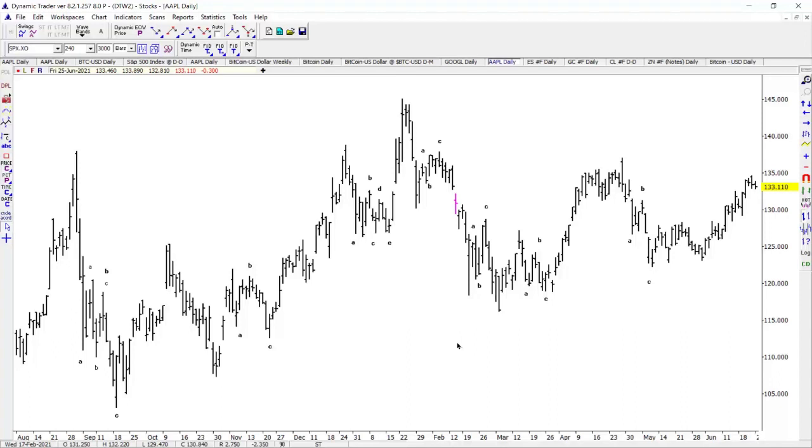And knowing that most corrections unfold in well-defined corrective patterns of either 3-section ABCs of one form or another, or some form of complex correction that is an obvious non-impulsive. So it's not impulsive, it's got to be a correction. Let's look at a few more.